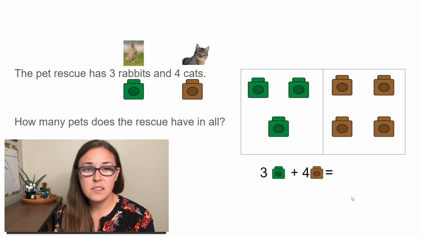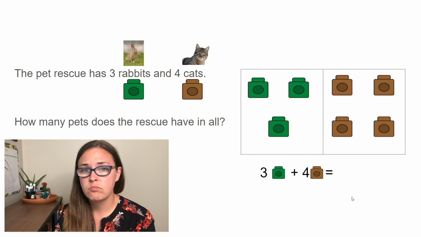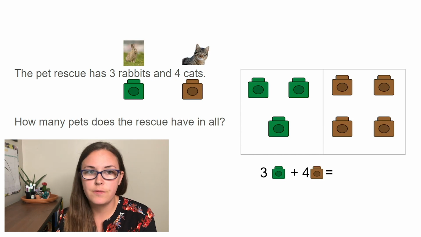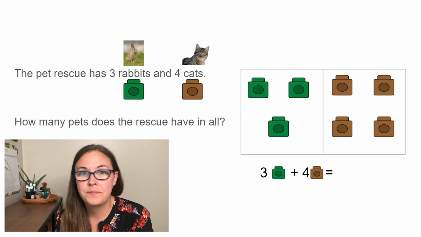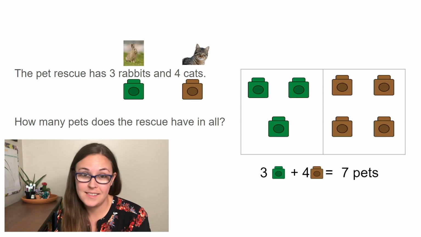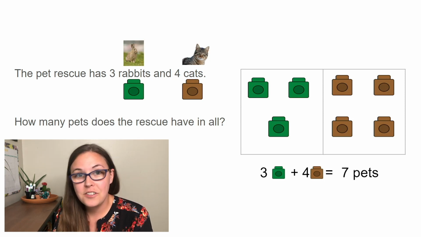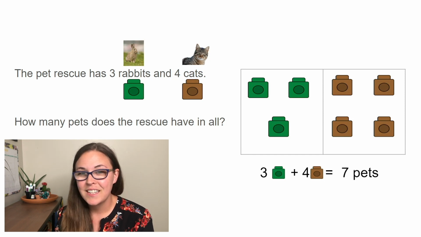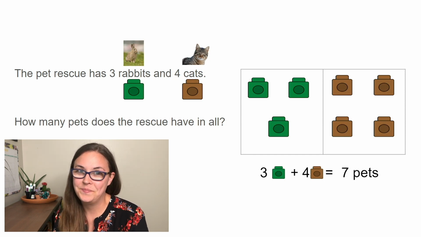But does that answer the question? Because the question says how many pets does the rescue have in all? So what should our answer for the addition sentence be? That's right, it should be 7 pets. How did you do? I bet you did great. Let's try the next one.